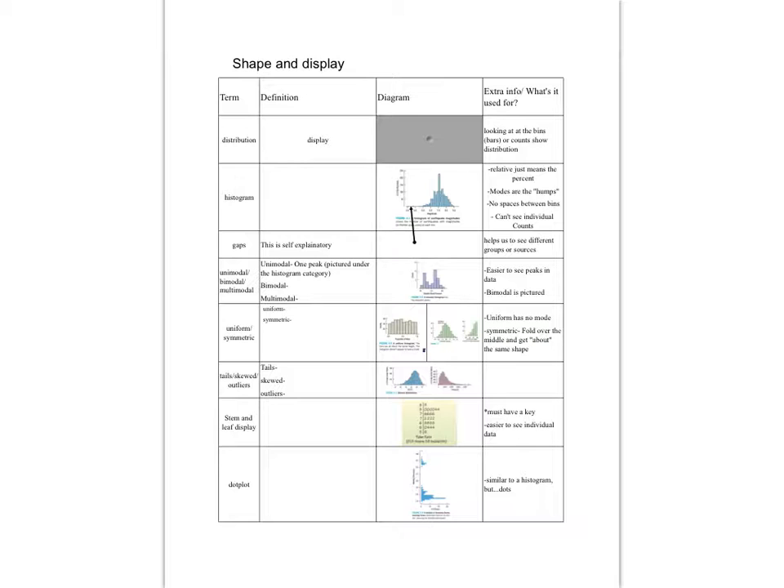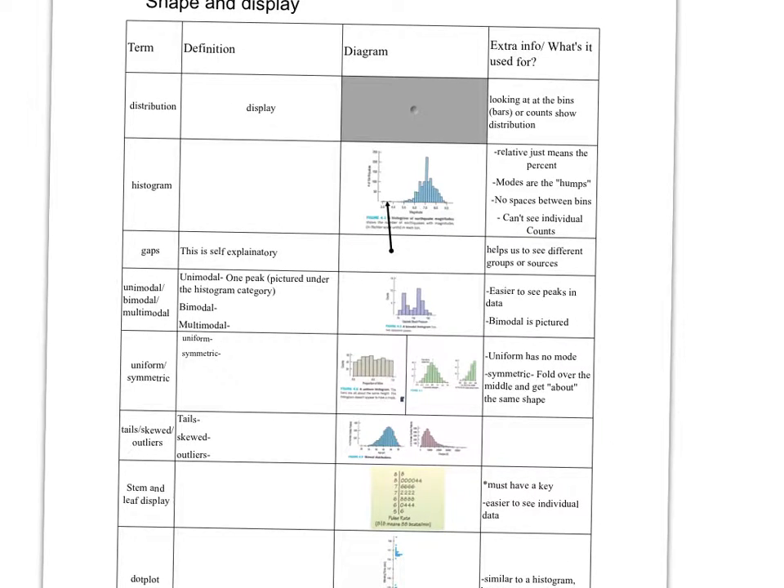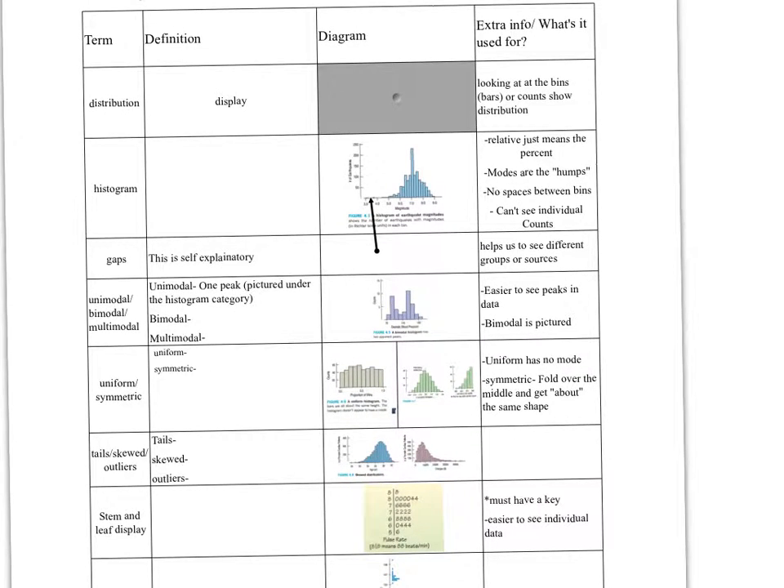Alright, so let's talk about the fact that we have a lot of vocab here. A big thing is talking about distribution. Distribution is literally just how you display your data. Sometimes we look at the bins, bars, or counts, meaning in a histogram, usually you see how far apart the data is. But then the histogram itself, so your textbook says that a histogram displays distribution at a glance.